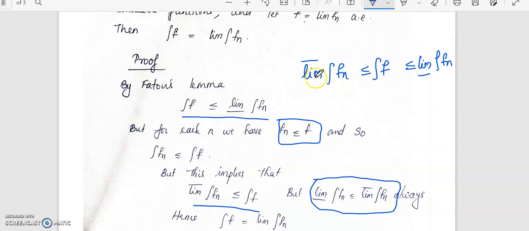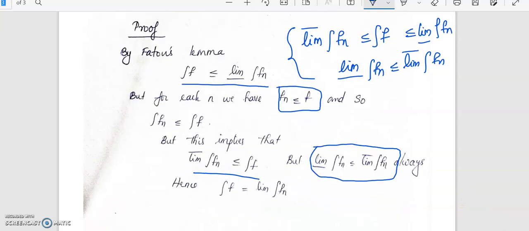So we have got limit superior integral fn less than or equal to integral f less than or equal to limit inferior integral fn. This is what we have now obtained. But we know that limit inferior integral fn will be less than or equal to limit superior integral fn. Now this both must hold simultaneously. So both will hold simultaneously only if all are equal.